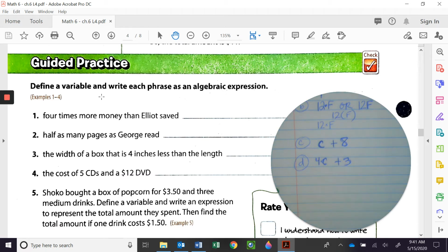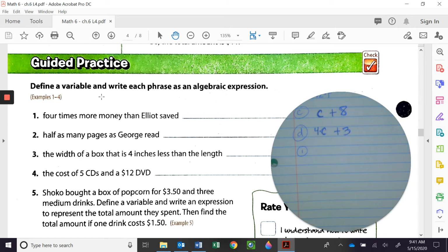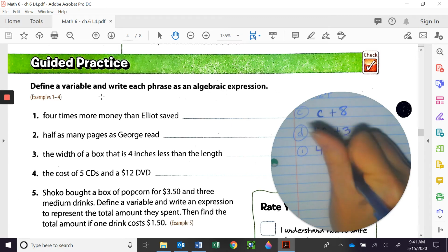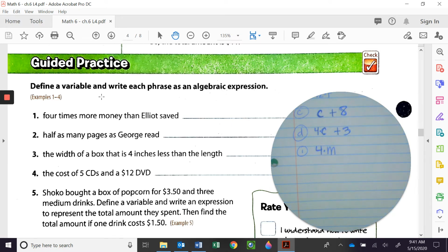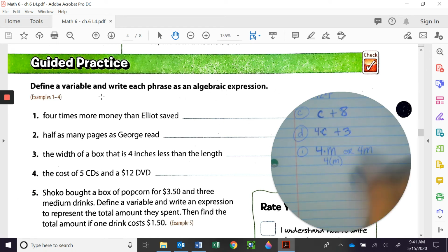So let's look at a few more examples before I send you off to do your own. Number 1, 4 times more money than Elliot saved. So 4 times the money. Could have used S for saved, but we're talking about money. And remember, you don't have to use the dot. It could just be 4M, or 4 parentheses M, or even 4 times M with the little symbol of the X.